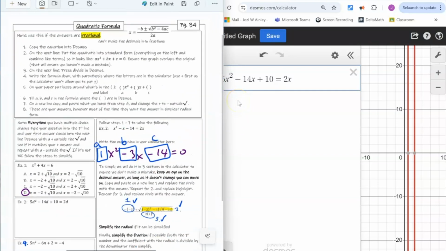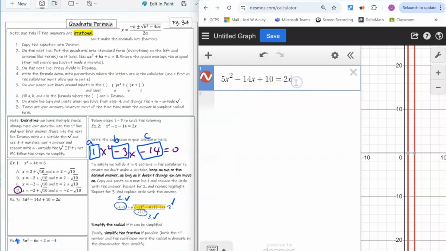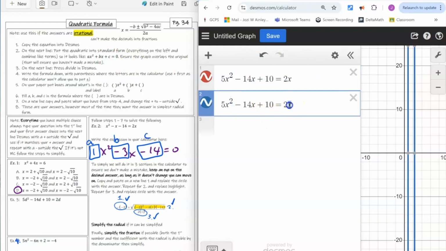So step number 1, it said copy the equation into decimals. Did that. On the next line, put it in quadratic form. All right, so we need to move this on the other side. So 2x moves to the other side. And again, you're going to put it on the second line so you can check. It's going to become what? Negative 2x. Okay. Put the equals 0 because there's nothing there. And you can see I'm still okay. So that matches. Let's combine like terms.